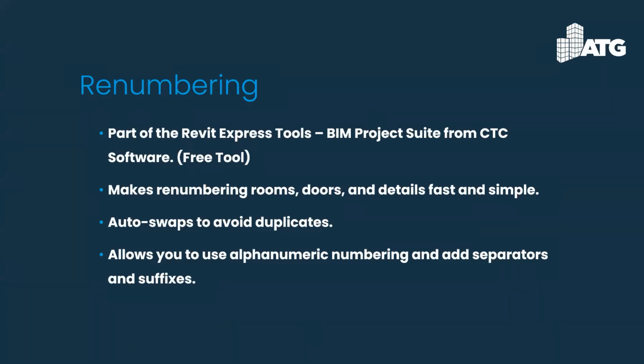This tool makes renumbering rooms, doors, details, and even other things extremely fast and extremely simple. It has the ability to auto swap. So in those cases where you can't have two objects with the same number, it will rectify that for you by automatically swapping those values so that you don't get those errors or warnings telling you that things have the same value. And then it even allows you to use alphanumeric numbering if you want to. So if you weren't actually using numbers, you were using letters, you can do that. Or you can add separators, suffixes, prefixes, things of that nature.